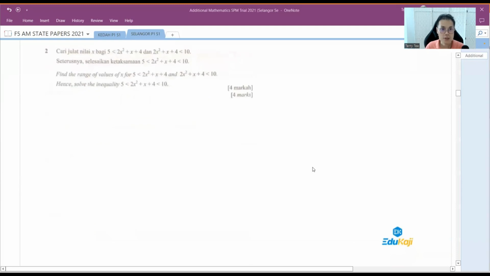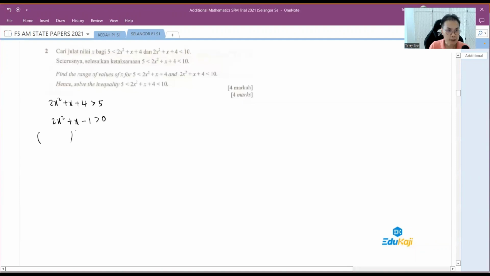Okay, moving on to question number 2. This is quadratic inequality, chapter 2. You're supposed to find the range of values of x for which these two inequalities are valid. So first, for the first one, I'm going to rewrite here 2x squared plus x plus 4 more than 5. Rearrange it, bring it over to the left-hand side. So this is 4 minus 5, which is minus 1.